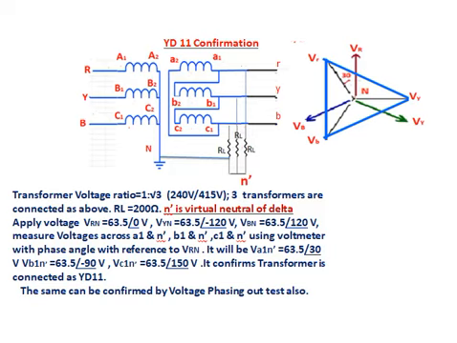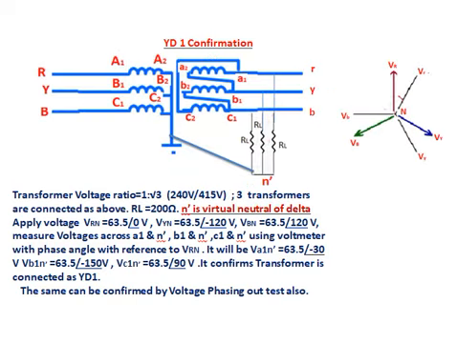That is a separate test. YD1 confirmation. We are going to do the test as in YD11 only. In YD1, VRN of LV side is lagging VRN of HV side by 30 degrees. That we are going to confirm.